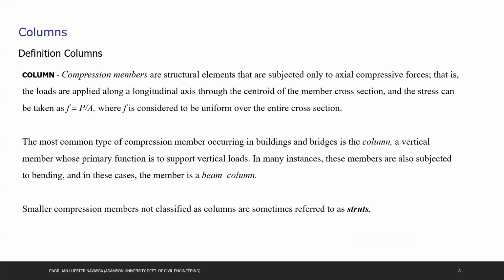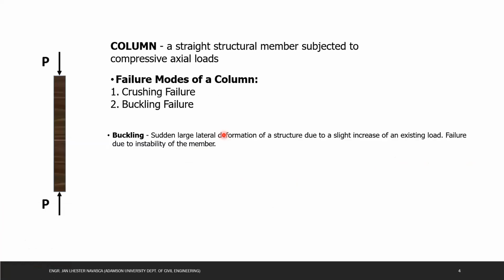The most common type of compression member occurring in buildings and bridges is the column, a vertical member whose primary function is to support vertical loads. In many instances, these members are also subjected to bending. In these cases, the member is a beam column. So when it is subjected to bending or we have eccentricity, we call it a beam column. Smaller compression members not classified as columns are sometimes referred to as struts. So this is a column.